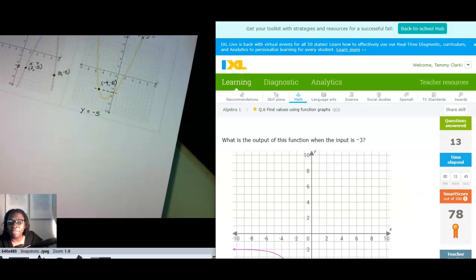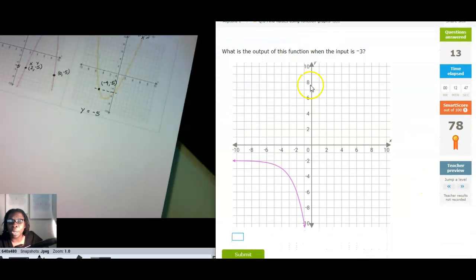And then we have, what is the output, meaning what is the y of this function when the input is -3? So we know that input means x, the x value, so we're going to go over to -3 on the x-axis, go down until we hit the graph at -4, which means the output is -4. I looked at this, I was like, what? The output is -4 when the input is -3.